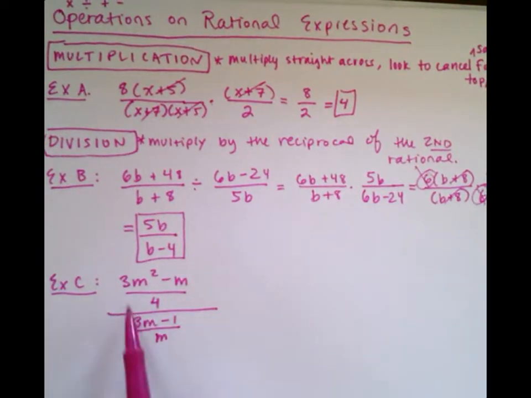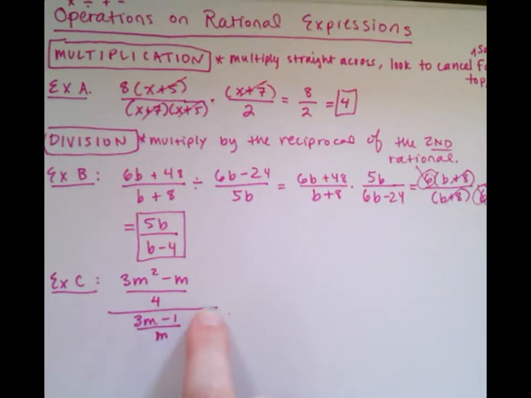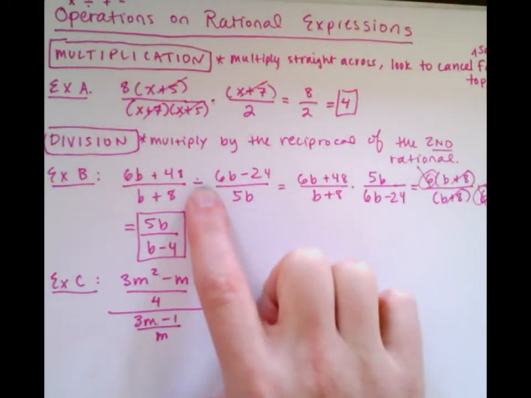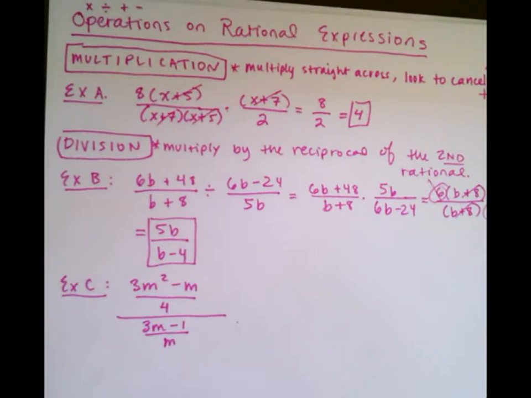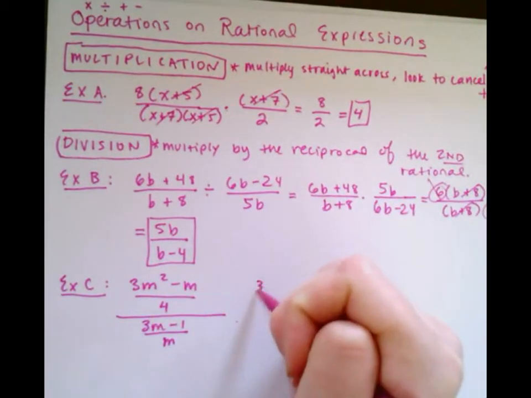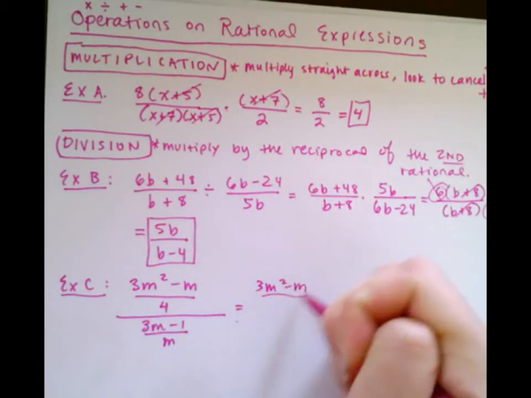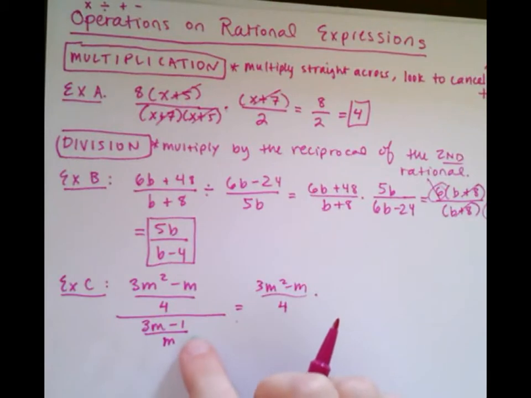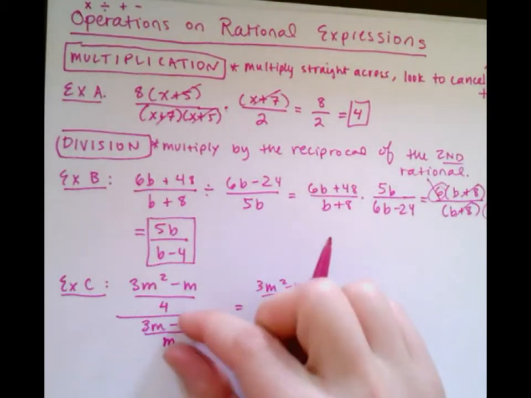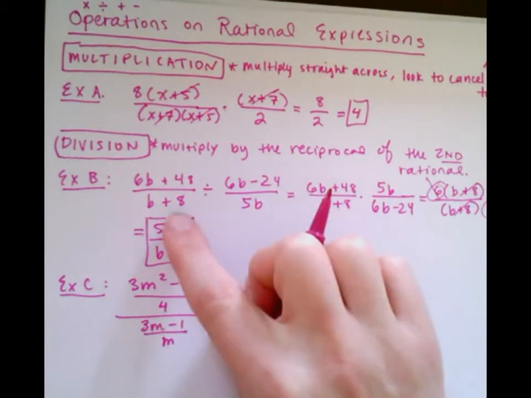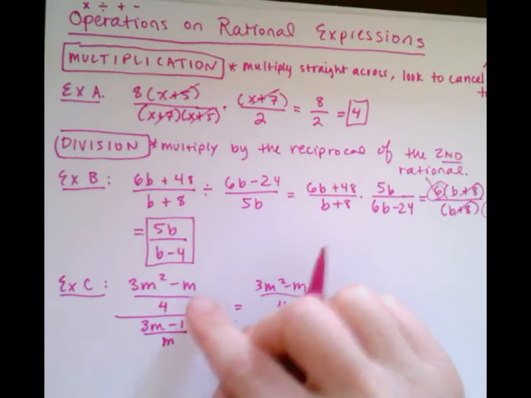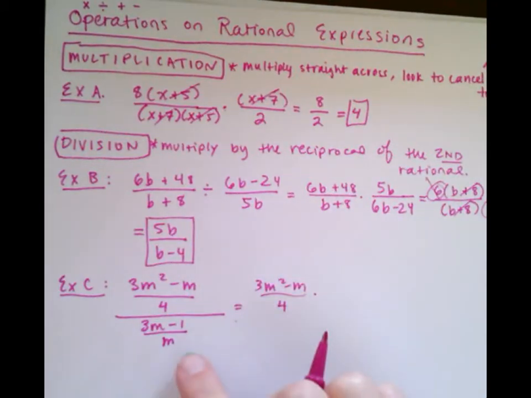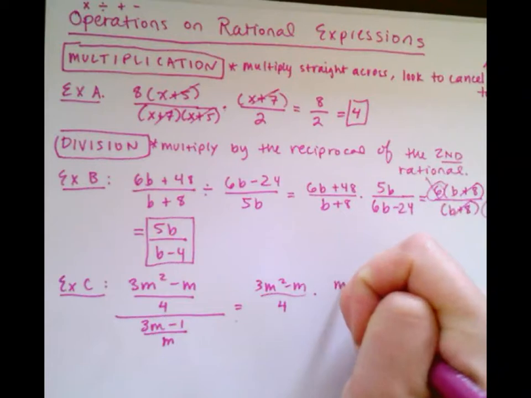Okay, so this is (3m squared minus m) divided by 4, all divided by (3m minus 1) over m. Well, we can treat the big division bar as the same thing as "divided by" right here. So essentially this is the same thing as taking the top and multiplying by the reciprocal of the one on the bottom, because this thing is getting divided into this. So basically it's saying (3m squared minus m) over 4 divided by (3m minus 1) over m. So I'm going to multiply by the reciprocal.